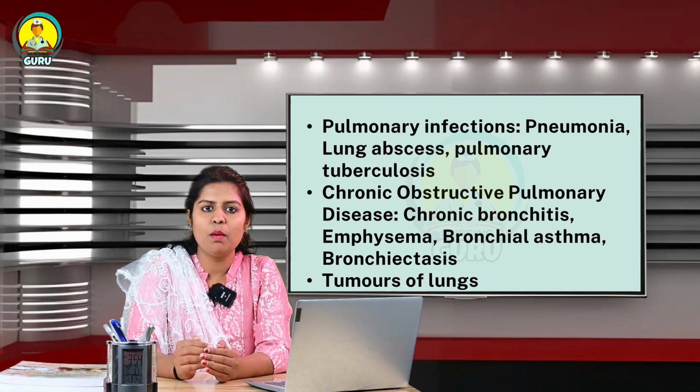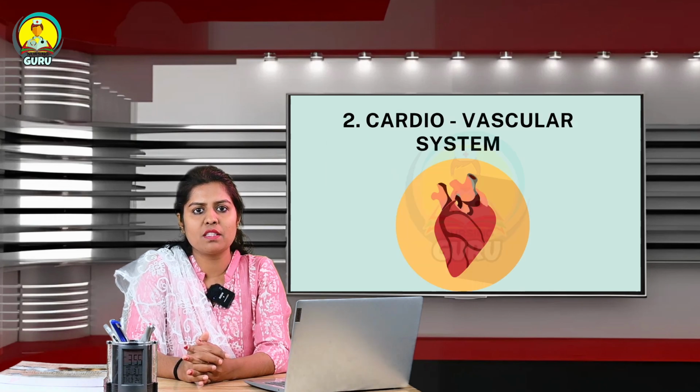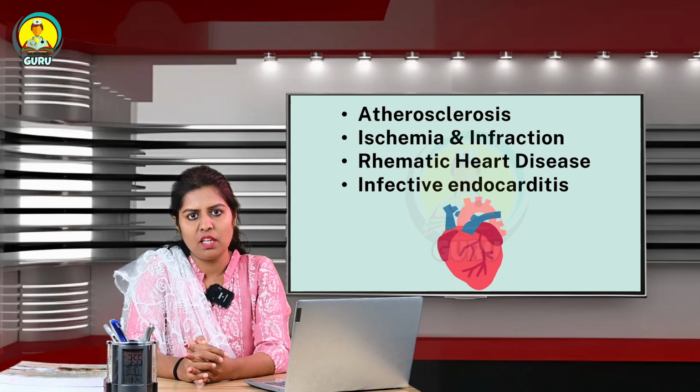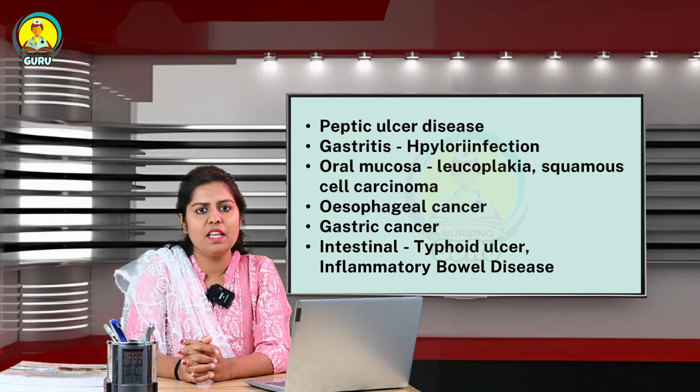Especially the pathology. Then chronic obstructive pulmonary disease, chronic bronchitis, emphysema, bronchial asthma, bronchiectasis. Here COPD is very important. Then tumors of lungs, cardiovascular system, atherosclerosis, ischemia and infarction. Then rheumatic heart disease, which is a 5-mark question here. Then infective endocarditis, gastrointestinal tract, under that peptic ulcer disease, then gastric and duodenal ulcer, then gastritis, H. pylori infection. Here gastritis is important.